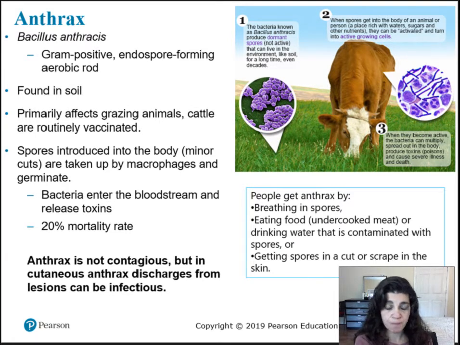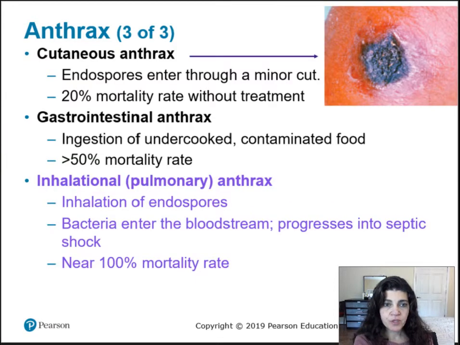So there are 3 forms of this disease: the cutaneous, right, when you have a minor cut and they go through there; the gastrointestinal, when you ingest the undercooked meat; or the pulmonary, when you inhale the endospores from the soil in dust particles. This is 100% mortality. So this is the most severe one, followed by the gastrointestinal, followed by the cutaneous.